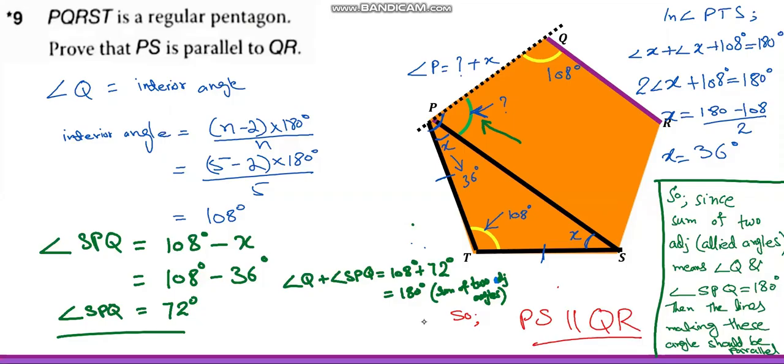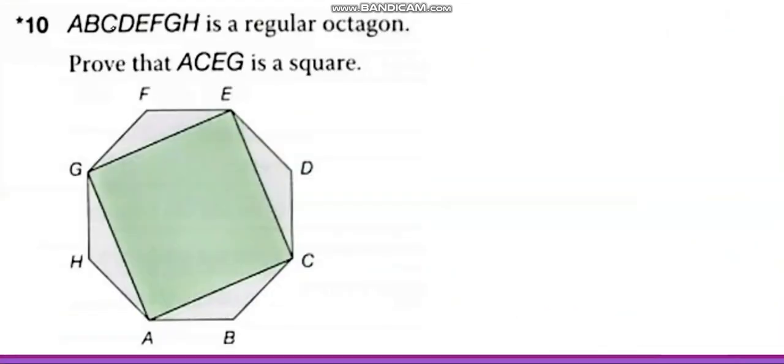In question number 10, it says A, B, C, D, E, F, G, H is a regular octagon, and we have to prove that ACEG is a square. So ACEG are basically the alternate vertices of the regular octagon which are joined to get a square. To prove that ACEG is a square, we need to do some constructions. Meaning first we can consider these angles.